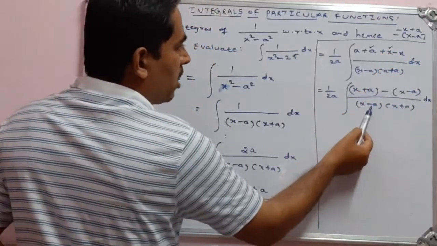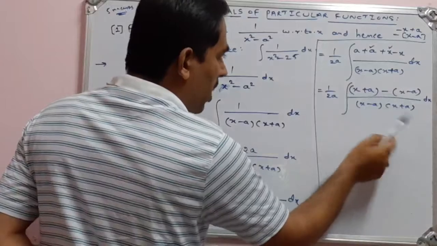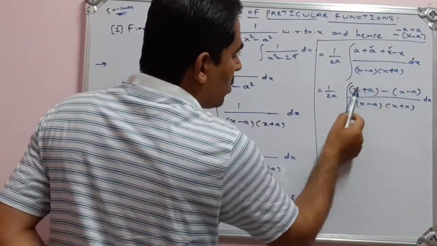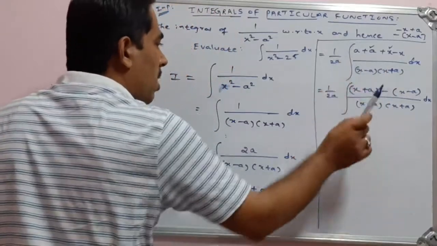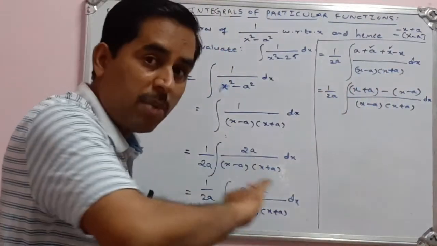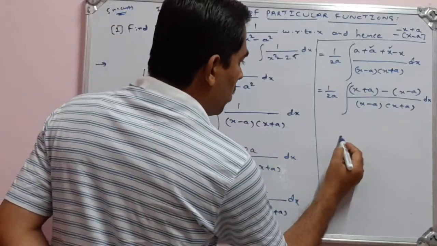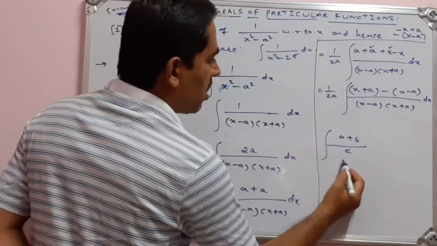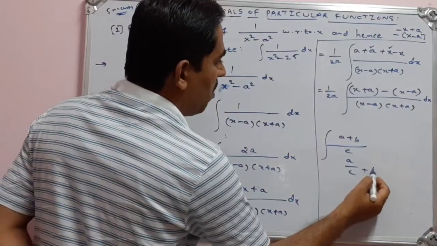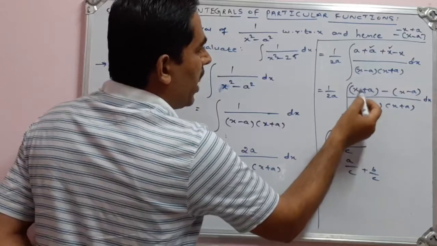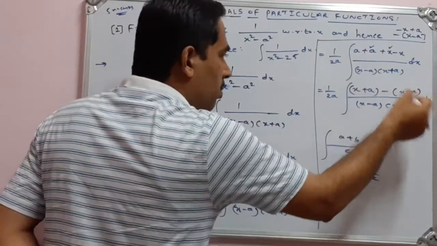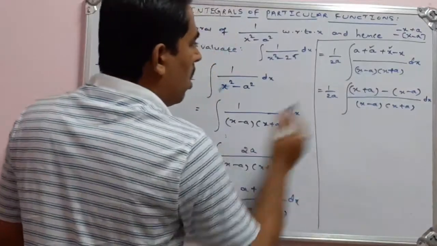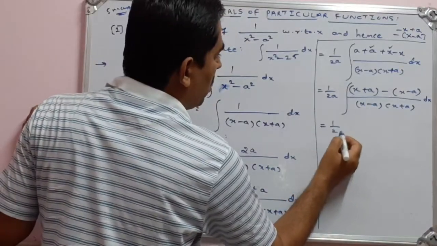Observe this, x minus a into x plus a, product, monomial. So the numerator is this, treat this whole term as one term and this is the second term, that is binomial. So the numerator is binomial, the denominator is monomial, so we can split it. Observe carefully. I told this in my previous class: if your integral is like this, it can be written as a by c plus b by c. So x plus a divided by the denominator minus x minus a divided by the denominator. That I will do in the next step. So how can I write this? 1 by 2a.